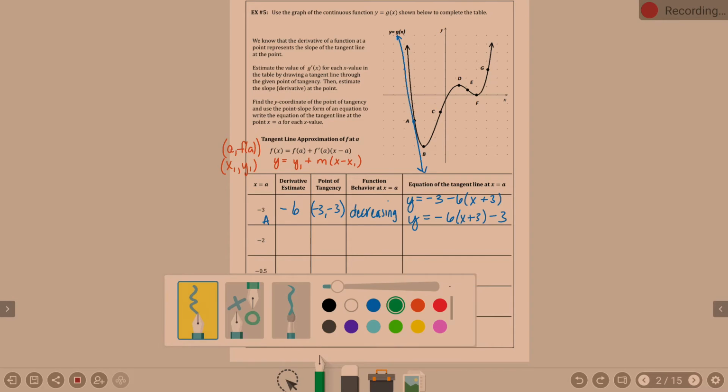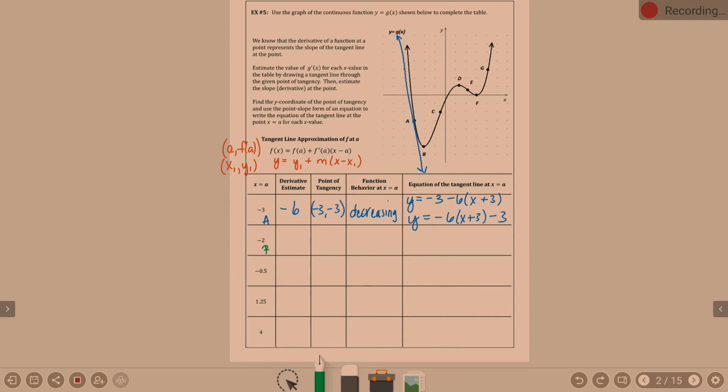Moving on. It's -2b, I'm guessing. This one, we should all be able to have the same answers. 0. Yeah. Derivative estimate is 0, so do I even need to draw in that tangent line? I'll just put a little one, not a big thing. What is the point of tangency? -2, -6.